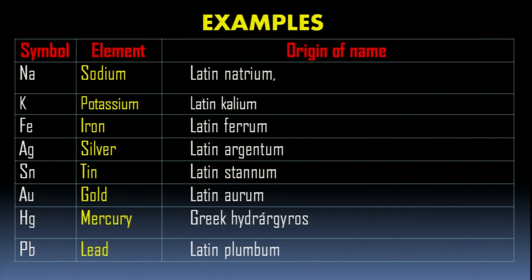And tin, the Latin word is stannum, and we denote it by Sn. What about gold? Gold, the Latin word is aurum, and we denote it by Au. Mercury, the Greek word is hydrargyrum, and we denote it by Hg. What about lead? The original Latin word is plumbum. So, you use Pb for lead.